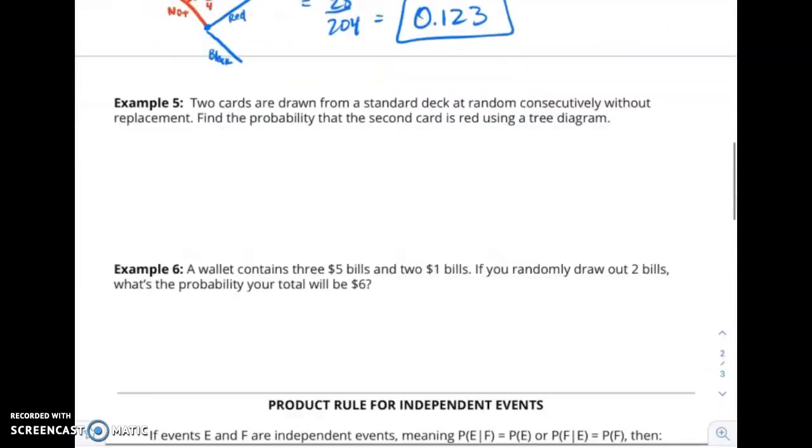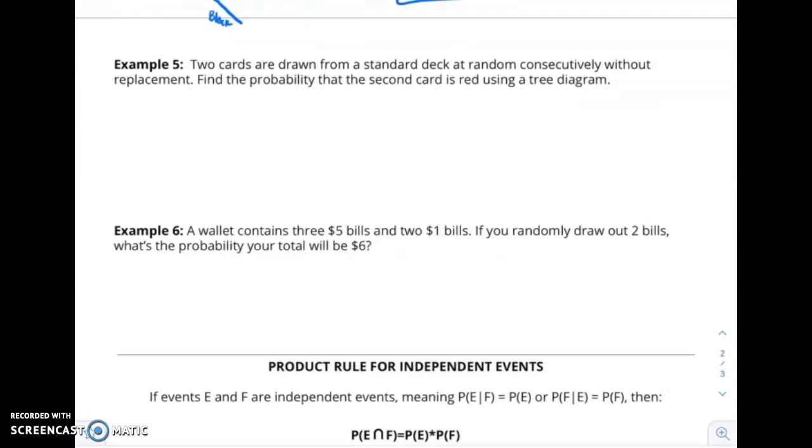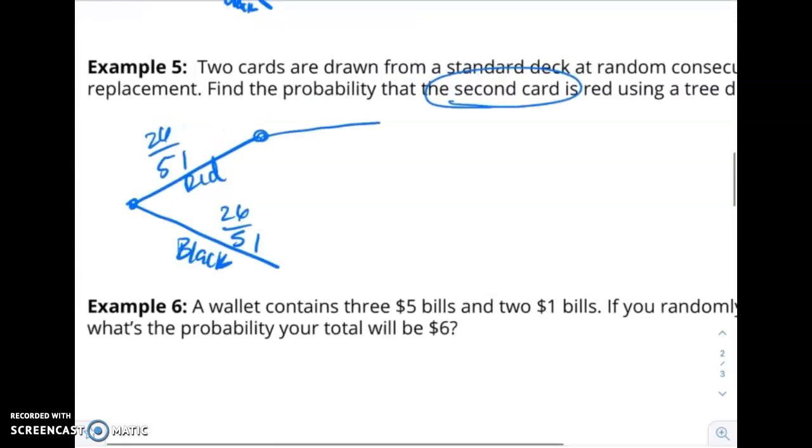In example 5, 2 cards are drawn from a standard deck consecutively without replacement. Find the probability that the second card is red using a tree diagram. Just second card is red. So we don't know much about the first choice, but we know it could have been red or black, which will affect the next draw. So we've got 26 out of 51 and then 26 out of 51 for red and black. From there, the second card is red or black.